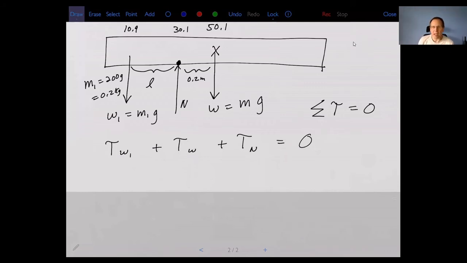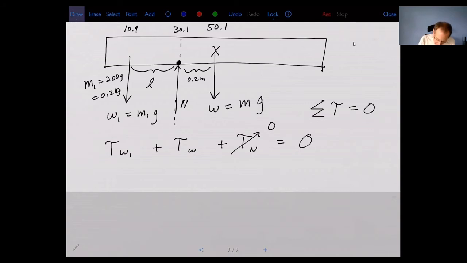Now, can I eliminate any of these torques right off the bat? Well, if you think about it, remember torque is force times moment arm. The normal force passes right through the axis of rotation. It's going right through where we're considering our axis of rotation to be. Therefore, its moment arm is 0. So the torque due to the normal force is going to be 0 because there is no moment arm there. So we just have a torque due to W1 and a torque due to the weight of the meter stick.